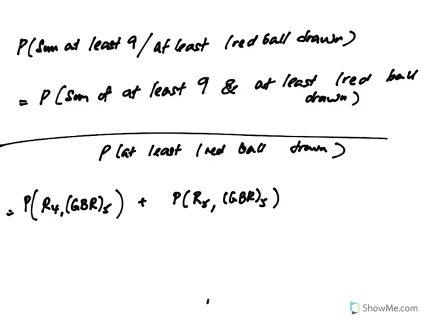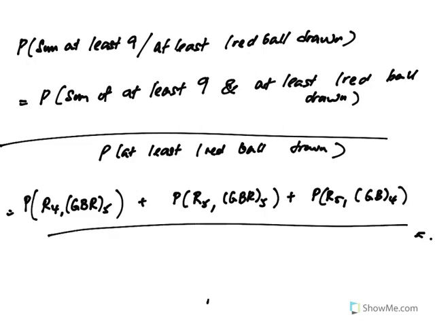So this will give me 10. Next one, I can also say I draw a red 5, and maybe I draw a green or blue. Can it be a red 5? Cannot. It can only be a red 4. So there are a total of 3 outcomes.